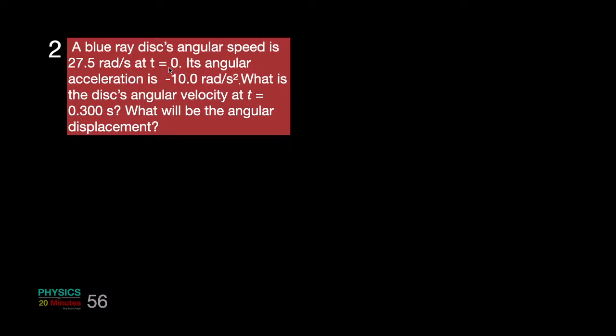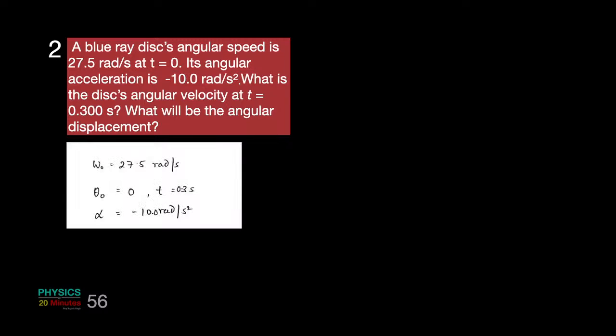So this is a problem which is based on that. I have written my data which is given. Initial angular velocity is 27.5 radian per second. Initial angular displacement theta 0 is 0. Total time in which I have to make my calculation is 0.3.